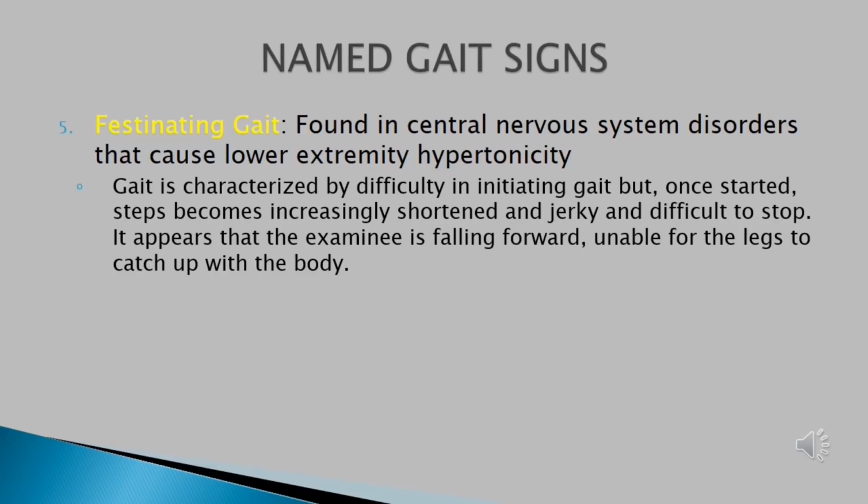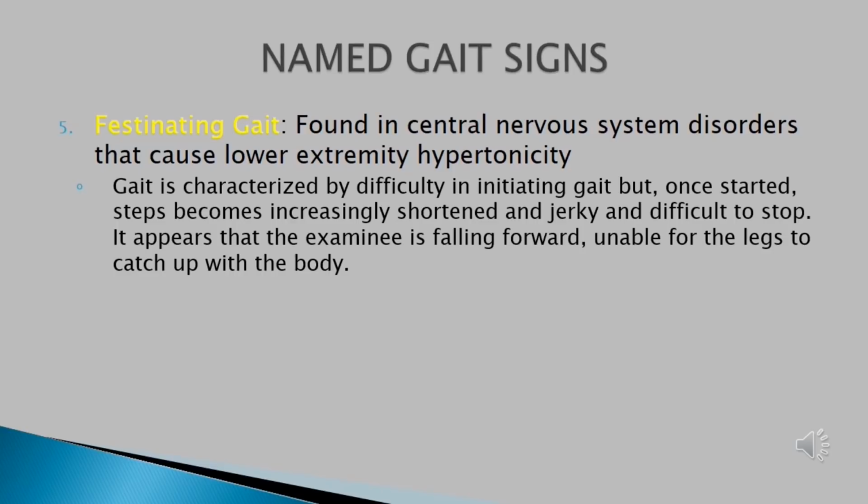The next gait is the festinating gait. This is found in central nervous system disorders such as Parkinson's disease, all of which are characterized by near spasticity, or what's referred to as hypertonicity, overtone of the lower extremity muscles. And with a festinating gait, the examinee has difficulty in getting the gait initiated due to difficulty in moving and difficulty in coordinating the lower extremities.